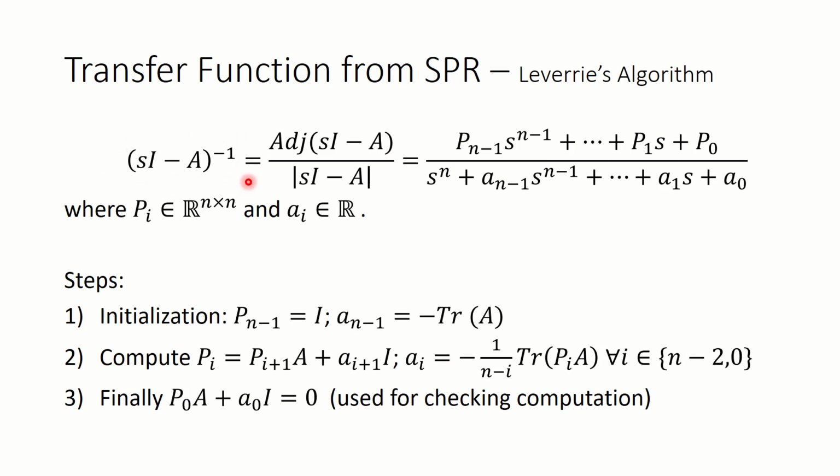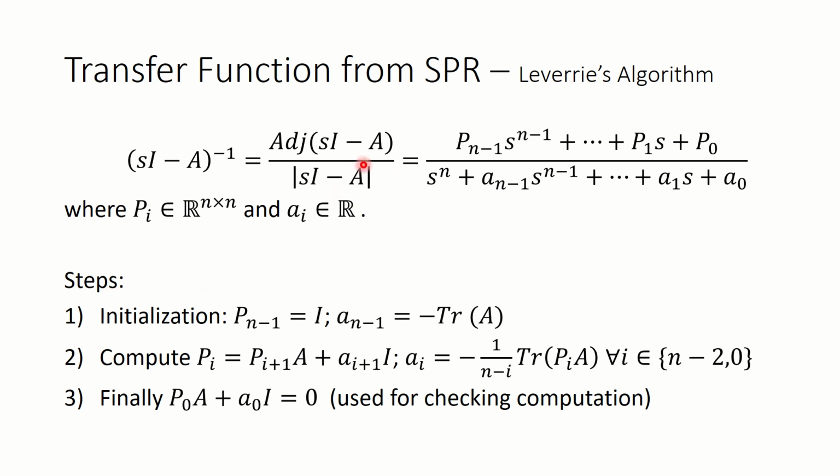So what is (sI minus A) inverse? It is basically the adjoint of (sI minus A) divided by the determinant of (sI minus A). You can go in this path, finding the adjoint and the determinant separately, and then finding this particular expression. You can go in that direction. However, there is an algorithm with these particular steps which one can follow.